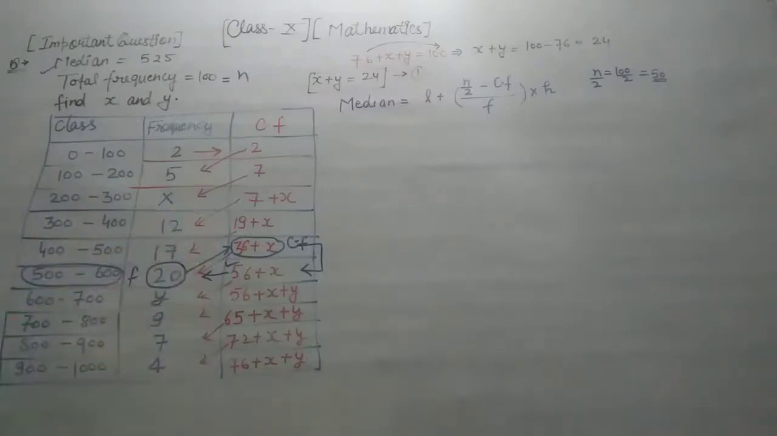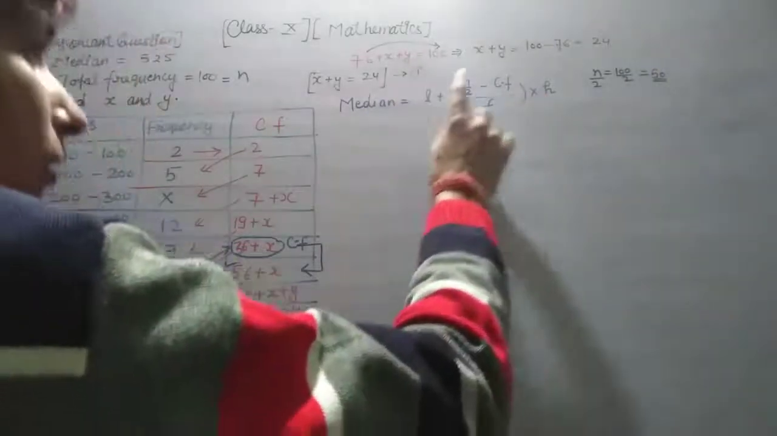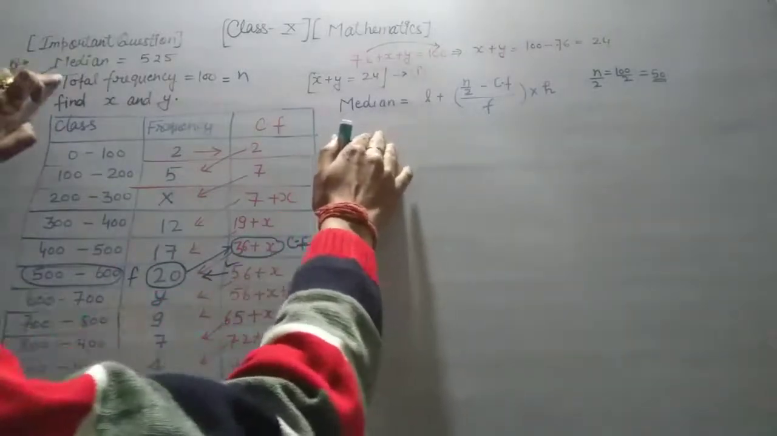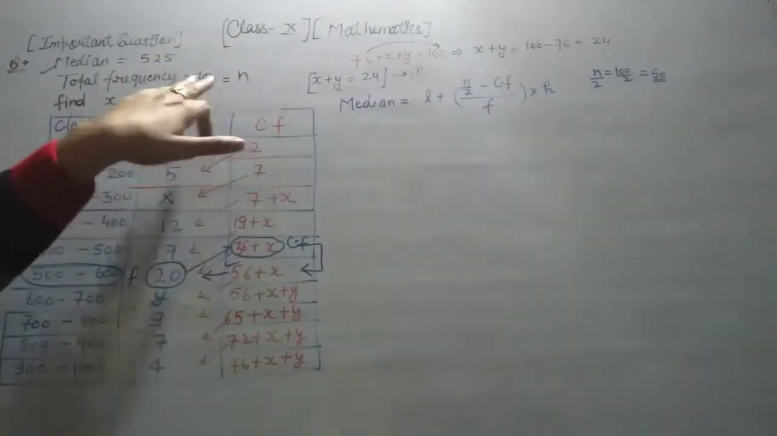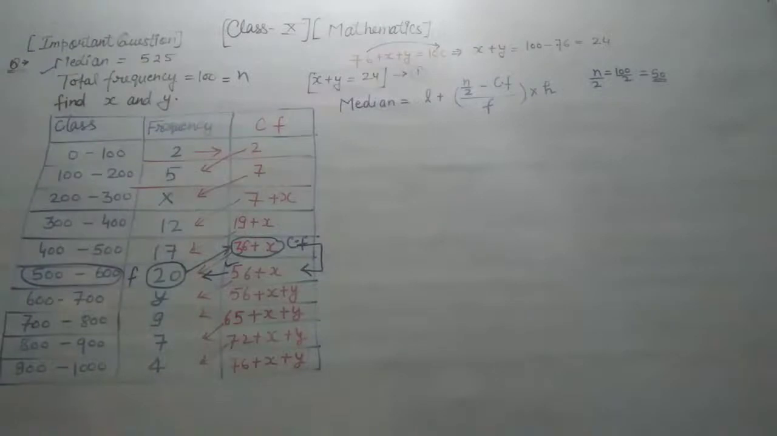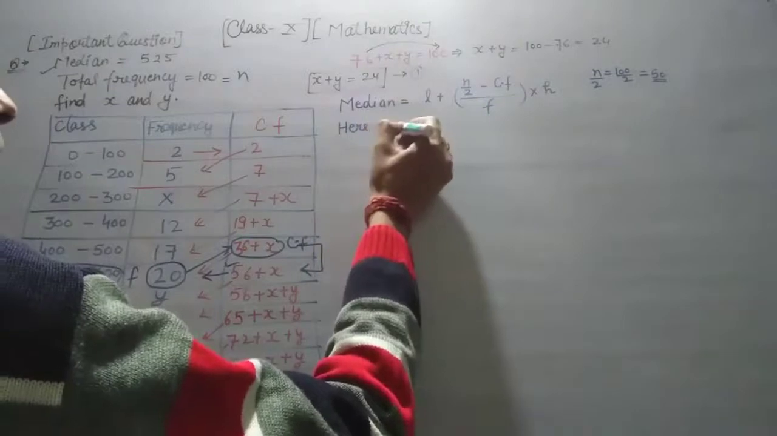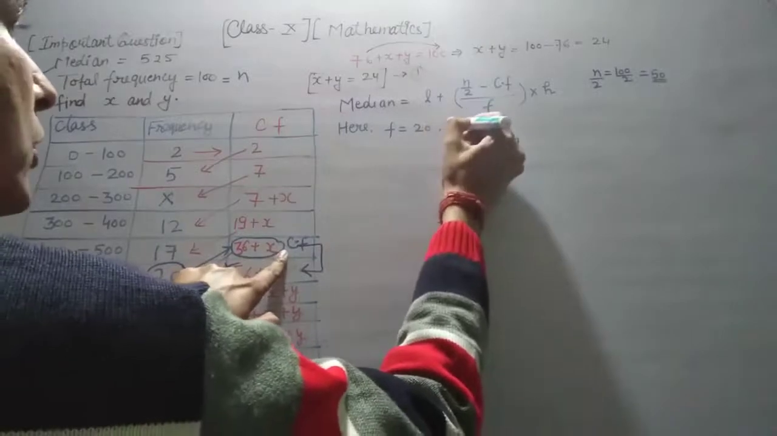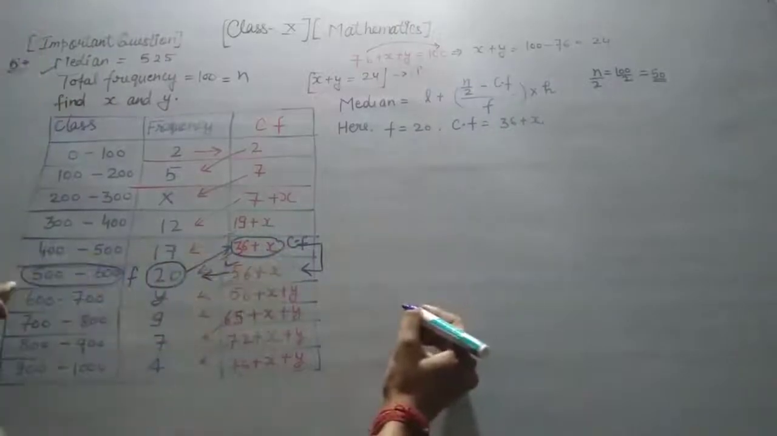So in this way we have to find all these values. You have to write these things here, and then after that you have to find the value of L, the value of h, and then put them here along with the value of median, and find the second equation, because the first equation we found with the help of the total frequency. You very well know that f is equal to 20. So this is the value of f and this is the value of CF. So CF is equal to 36 plus x.